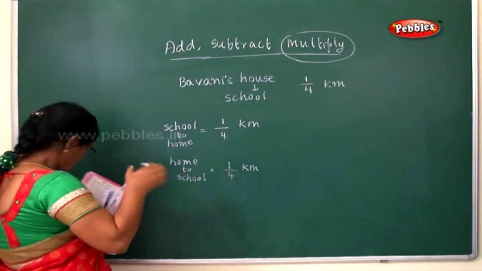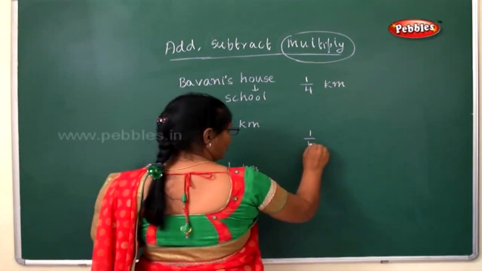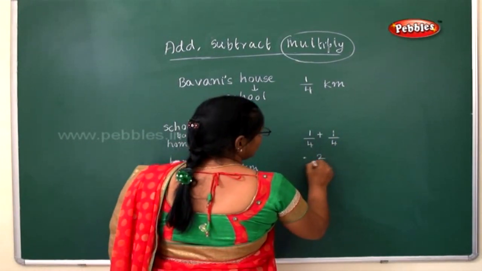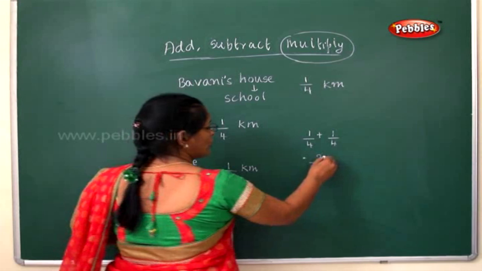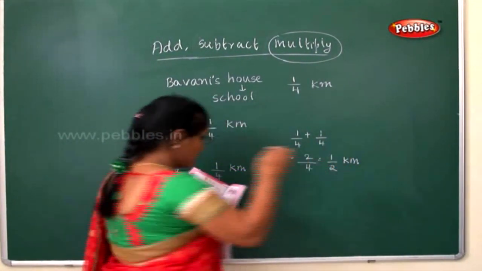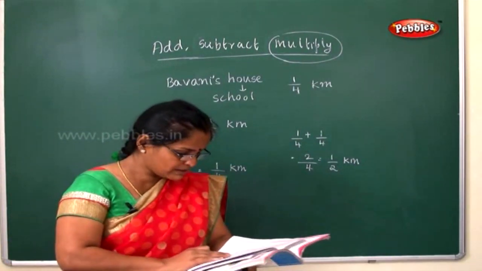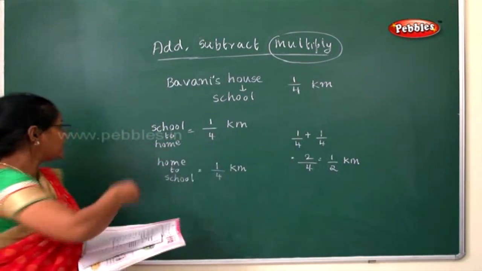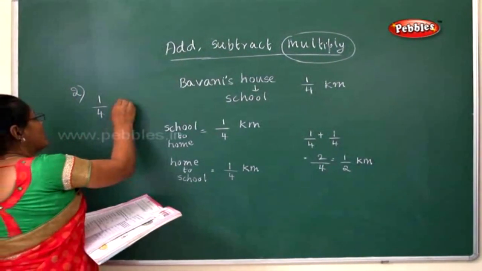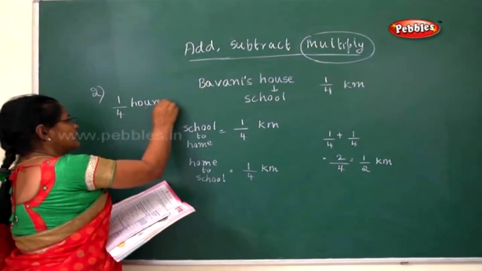Now what do you have to do? What is the question? How far does she have to walk? So it is 1 by 4 plus 1 by 4, so it is 2 by 4 kilometer. 2 by 4 means it is 1 by 2 kilometer. She has to walk that to go to school and come back. Now the next question is, Charan sleeps 1 by 4 hours a day.